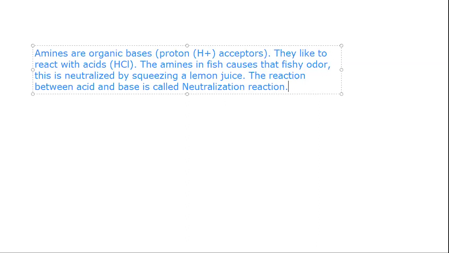So amines are organic bases. Yes, amines are organic bases. So what they do is they like to react with acids like HCl to form salts. We're going to look at that right now. Let's take an example.